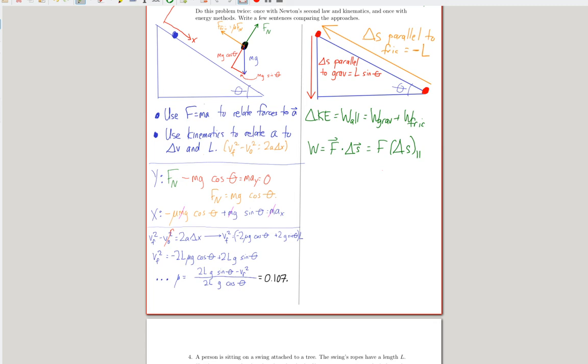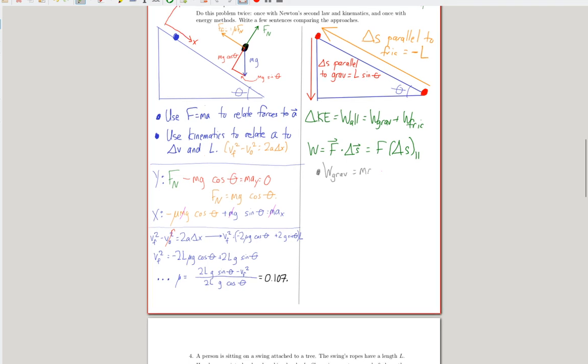So this means that the work done by gravity is going to be the size of the gravitational force times the distance displaced parallel to that force. The work done by friction is going to be the size of the frictional force, which from before I know is mg cosine theta. So we're going to use that. It's going to be mg cosine theta times minus L.